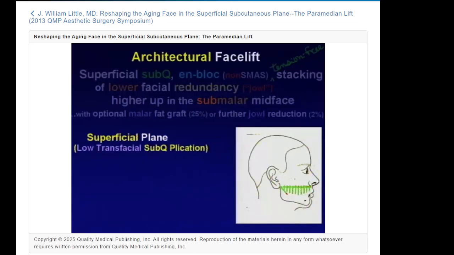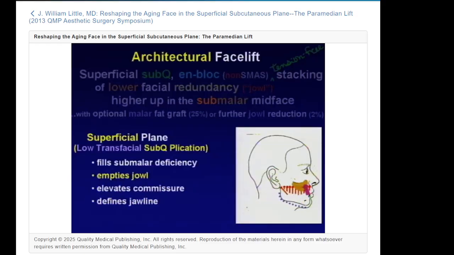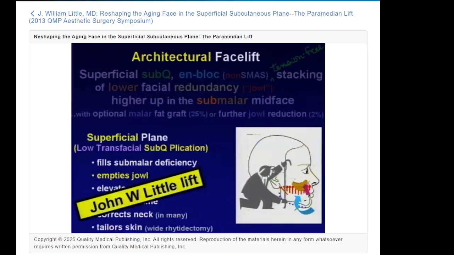It's done in the superficial plane as a low transverse subcutaneous plication, and it fills a submalar deficiency of aging. With what? It fills it with the jowl. You move the jowl into that area of emptiness, thereby emptying the jowl. It elevates the commissure, which is one of the most important things we can do, and defines the jawline and corrects the neck in many. And finally, it tailors the skin because it involves wide undermining to be able to accomplish it.